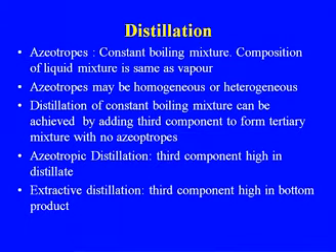Distillation of the constant boiling mixture can be achieved by adding a third component, as we do in azeotropic distillation or extractive distillation, to form a ternary mixture with no azeotrope, and so the separation becomes easier. So, why do we call it azeotropic or extractive distillation? In azeotropic distillation, the third component goes high in the distillate. In extractive distillation, the third component goes to the bottom product.